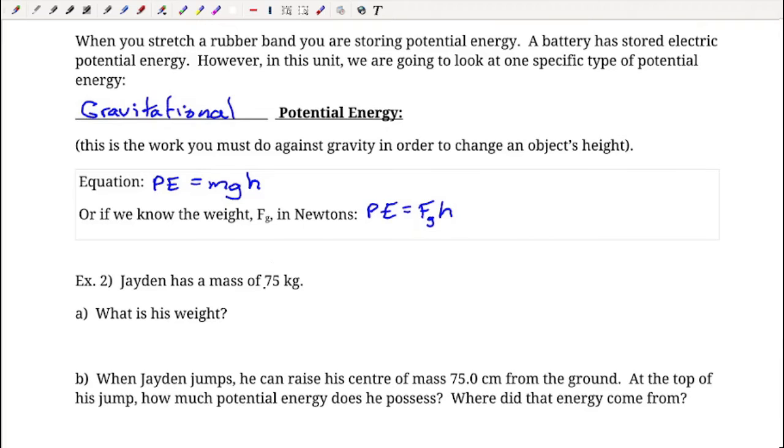So, for example, Jaden has a mass of 75 kilograms. What is his weight? So this is just reminding you again, weight is measured in newtons. It's not the same as mass. So to find his weight, I'm going to do Fg equals mg. His mass is 75. His g on the earth, we're assuming he's on the earth, is 9.8. Pull out your calculator.